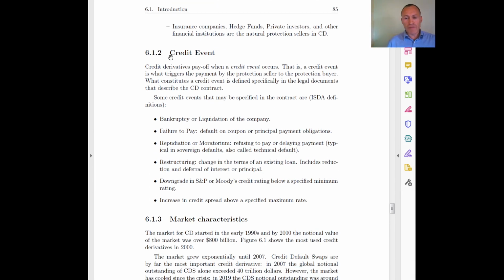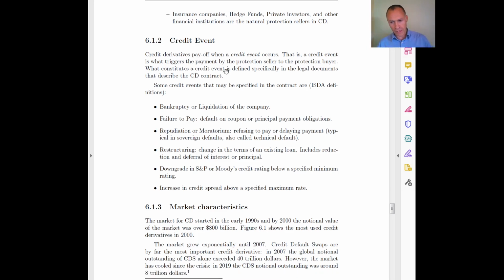Okay, an important concept in these derivatives is what is called a credit event. A credit event basically is what triggers the credit derivative. It is that event that defines that the insurance becomes active. You can act on the insurance, right? So this has to be specified very clearly in the documents of the contract. Typical events that people write in the contract are what you have here.